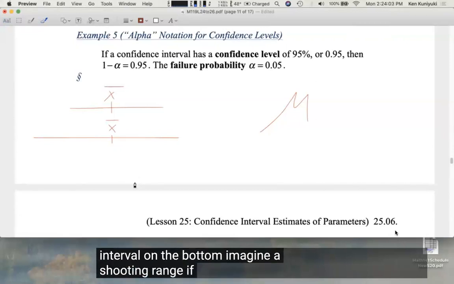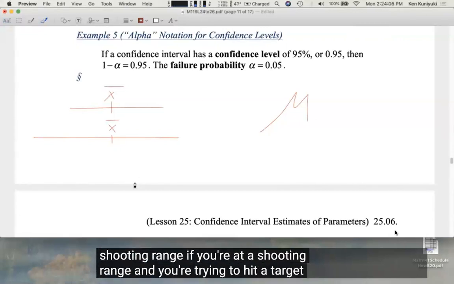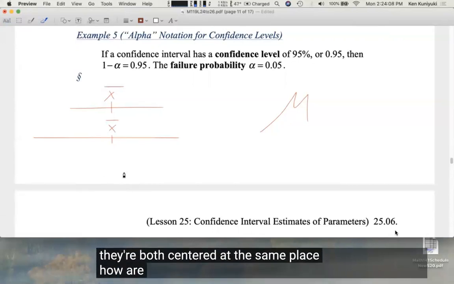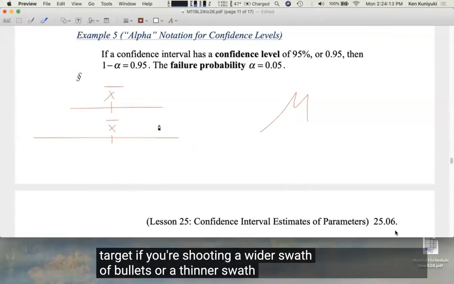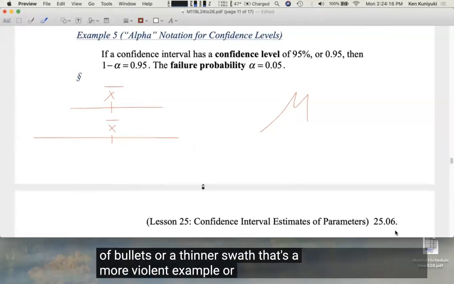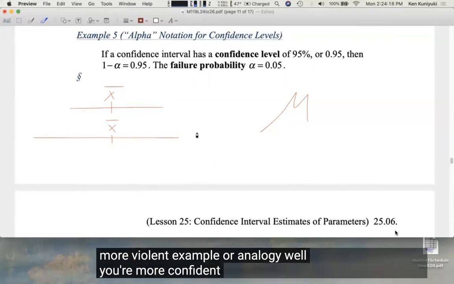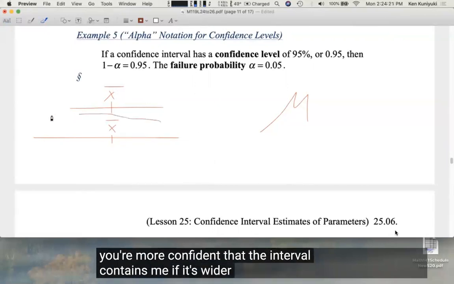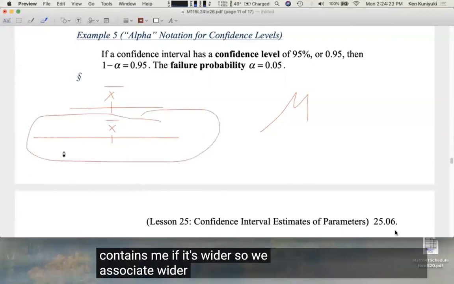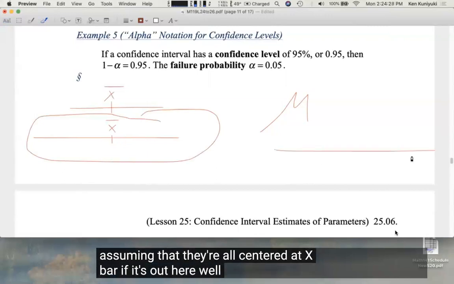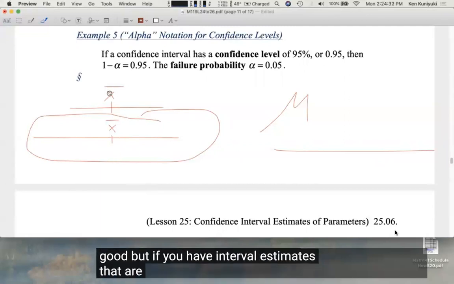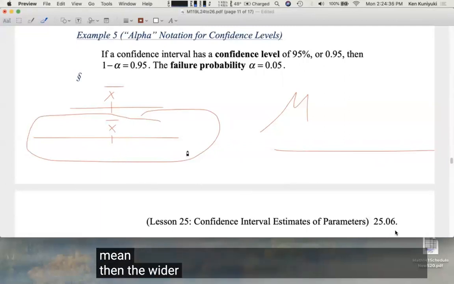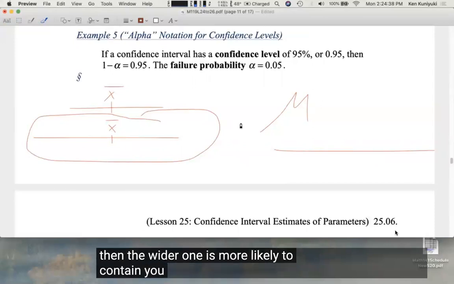Imagine a shooting range. If you're trying to hit a target, and they're both centered at the same place, how are you more likely to hit the target? If you're shooting a wider swath of bullets or a thinner swath? That's a more violent example or analogy. Well, you're more confident that the interval contains mu if it's wider. So we associate wider confidence intervals, assuming that they're all centered at x bar, with more confidence. If it's out here, well, that's not too good. But if you have interval estimates that are all centered about the sample mean, then the wider one is more likely to contain mu.